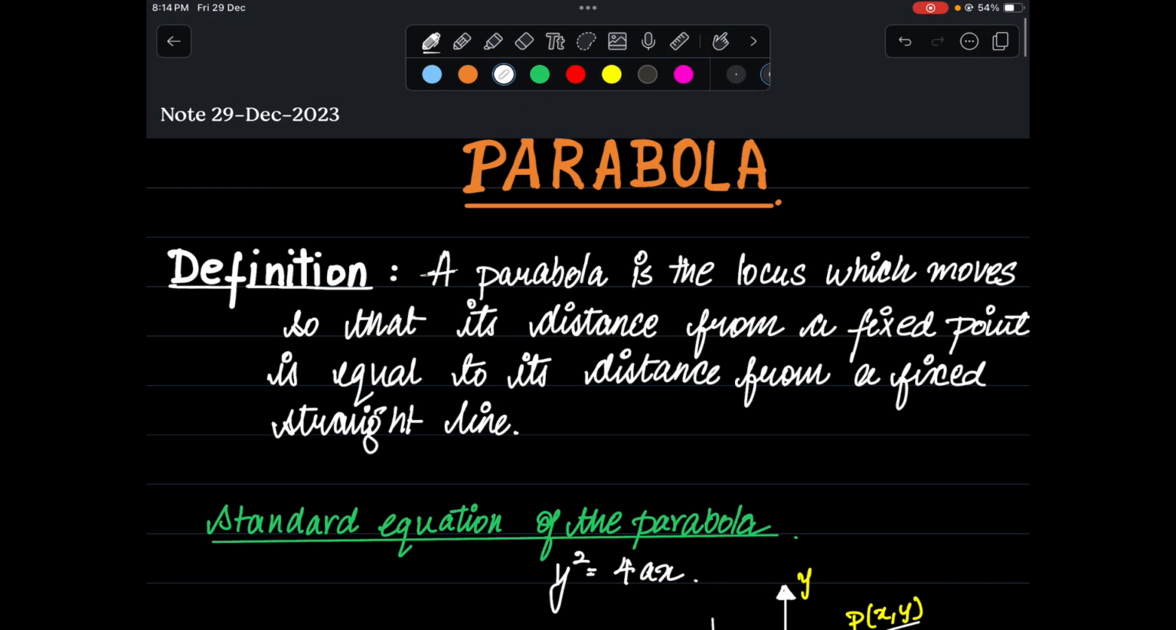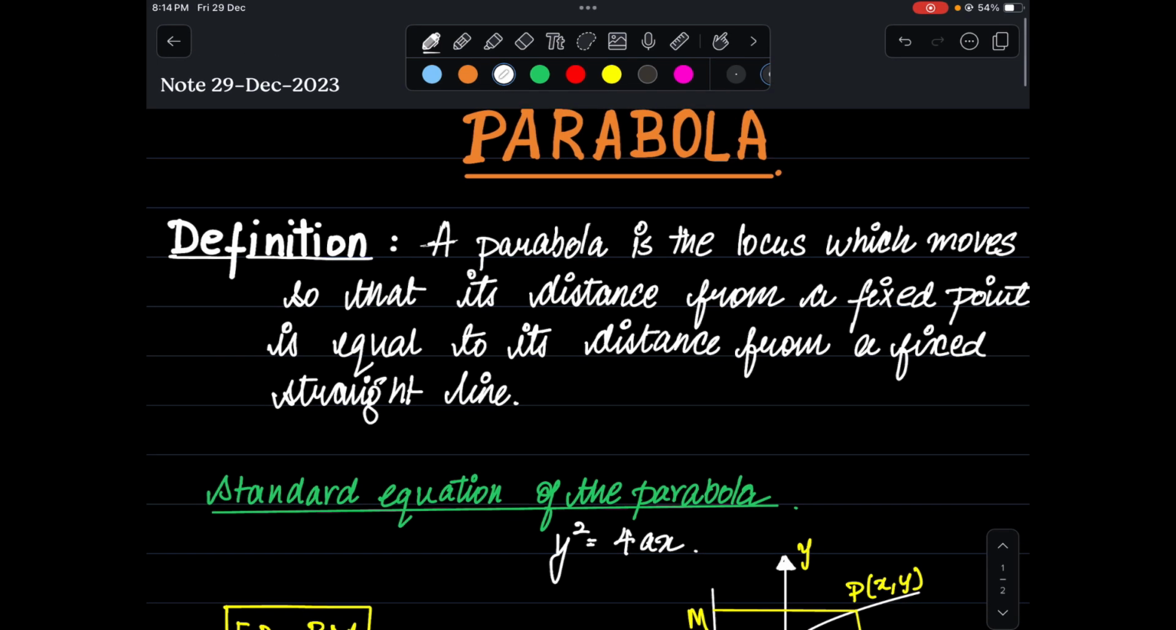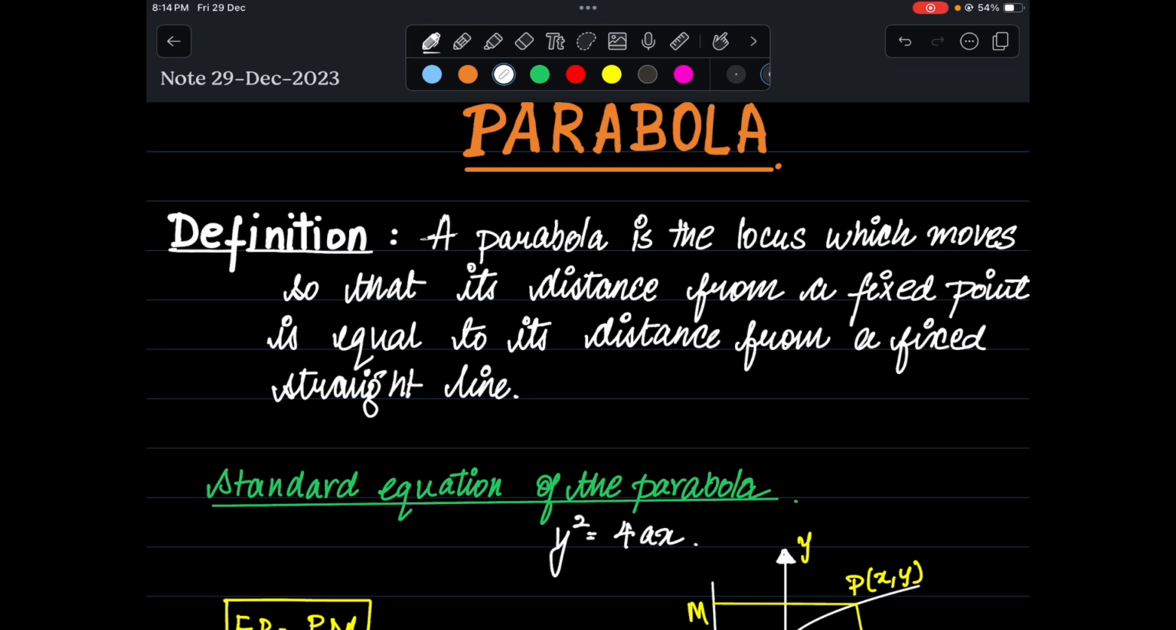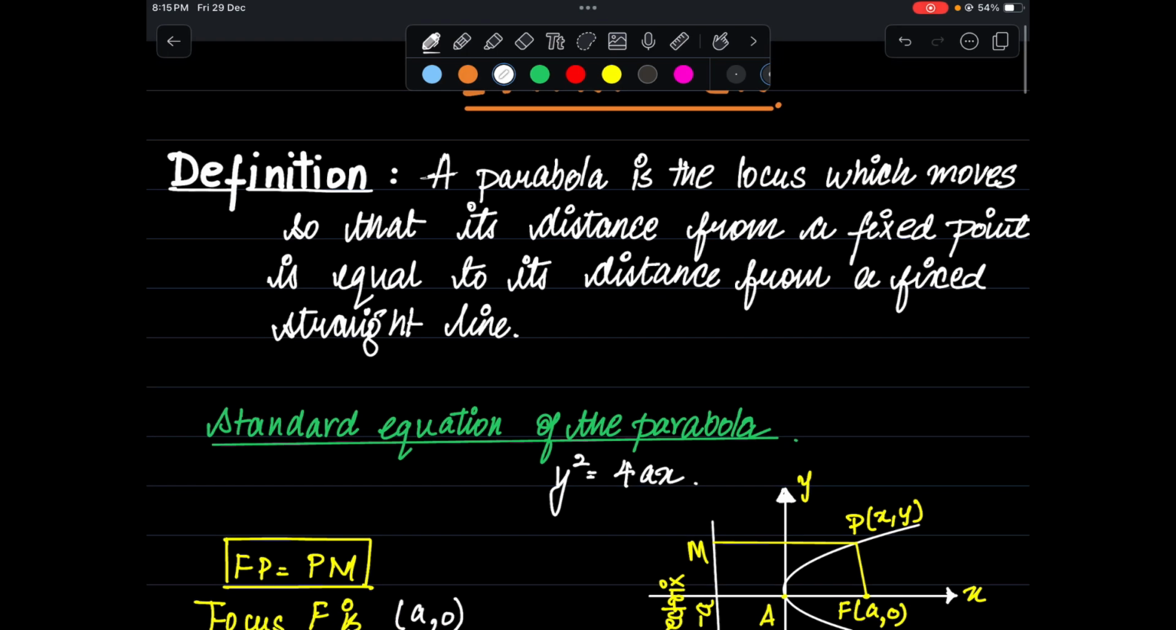Hello students. So in today's session we will be learning about parabola. In the previous session we completed circles for CBSE board. Today I will be dealing with parabola. To start with, let us first define what a parabola is.